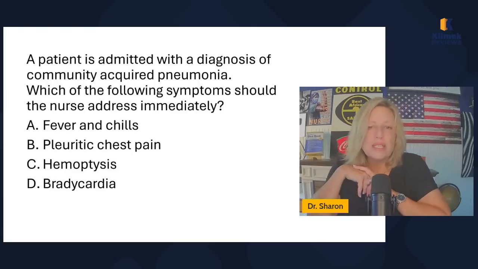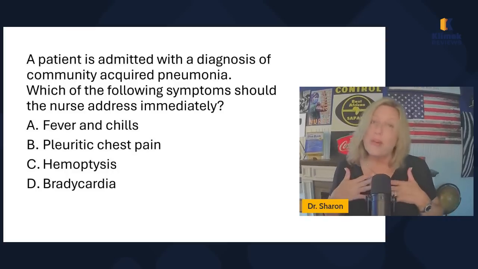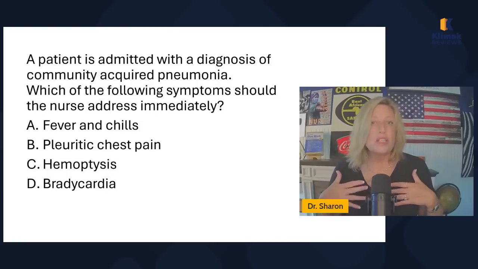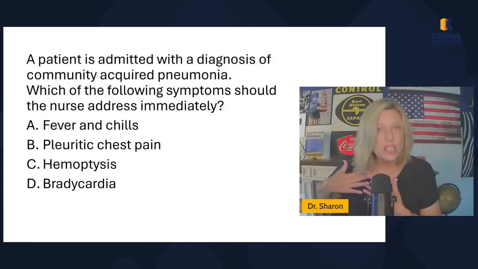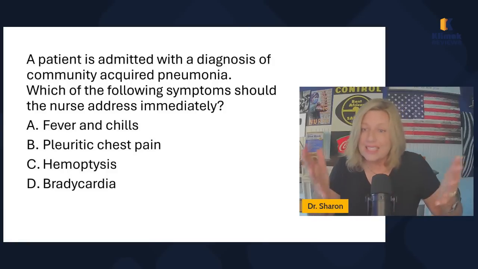A patient is admitted with a diagnosis of community-acquired pneumonia. Which of the following symptoms should the nurse address immediately? Same question. I'm going to address the unexpected finding immediately. Unexpected finding doesn't mean I'm not going to treat the other things, but I don't have to immediately address it because they're expected with pneumonia. Fever and chills, that's expected with pneumonia. Pleuritic chest pain, that's actually expected. That's very common, especially when you have a lot of coughing or you have an infection. That pleural area can be irritated, and that's expected.